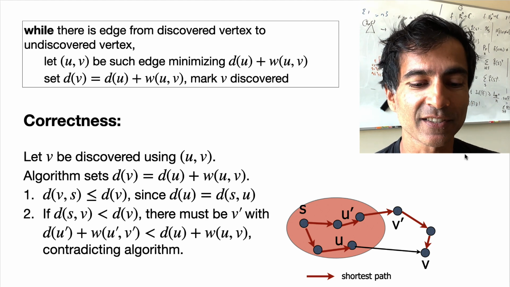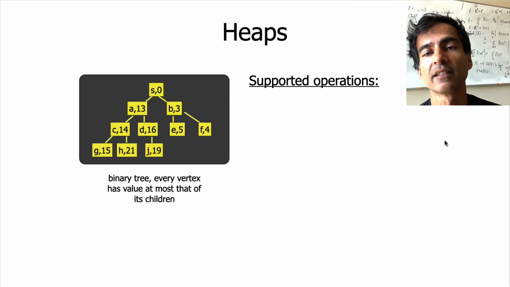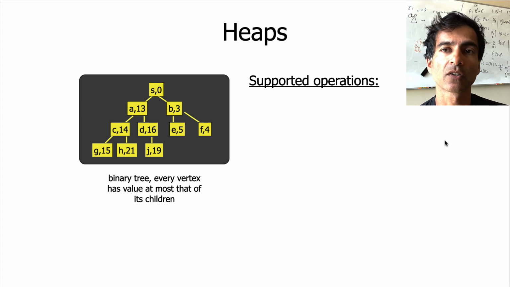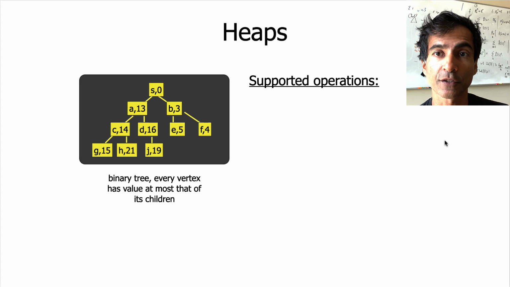So that's Dijkstra's algorithm. In order to implement Dijkstra's algorithm efficiently, we need a data structure called a heap, which is a very simple data structure.